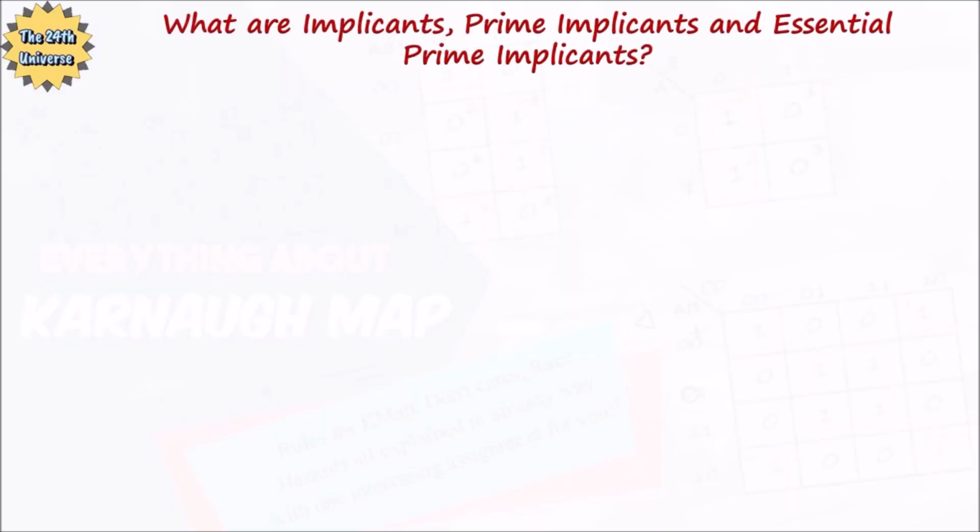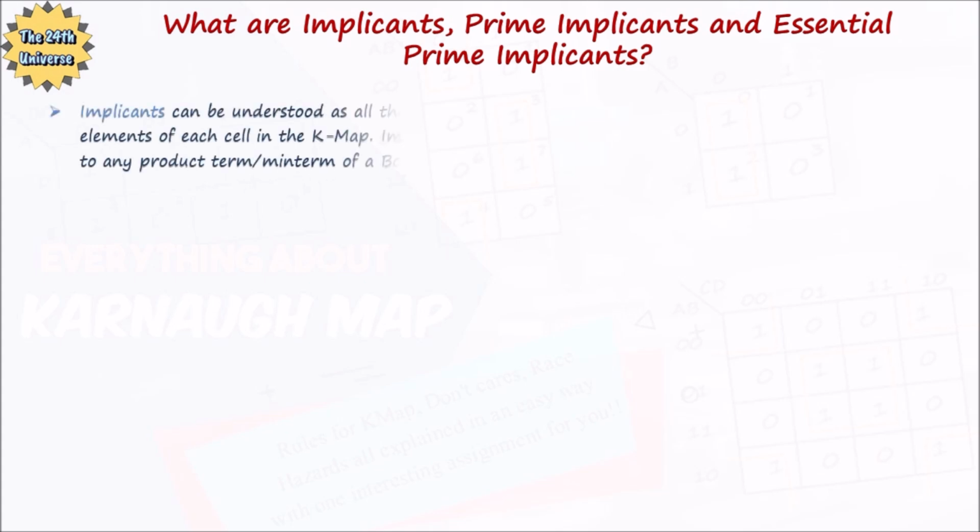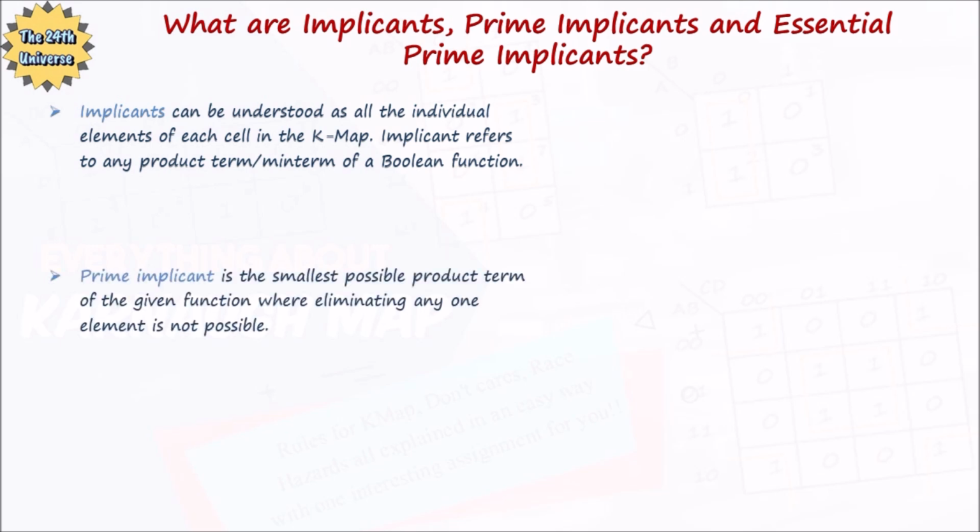Now let us see what are implicants, prime implicants and essential prime implicants. Implicants can be understood as all the individual elements of each cell in the Karnaugh map. Implicant refers to any product term or min term in the SOP, that is sum of products form, or sum term or max term in the POS, that is product of sums form, of a Boolean function. A prime implicant is the smallest possible product term in SOP form or sum term in POS form of the given Boolean function, where eliminating any one element is not possible.